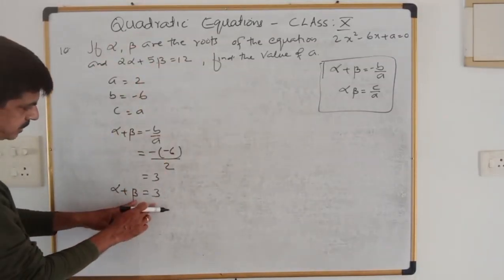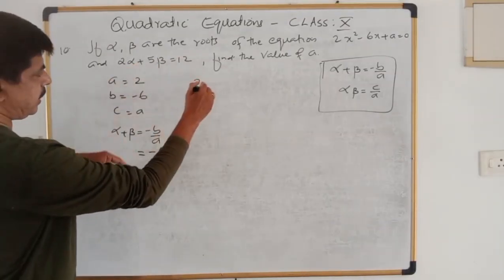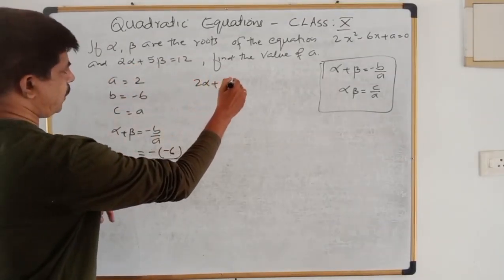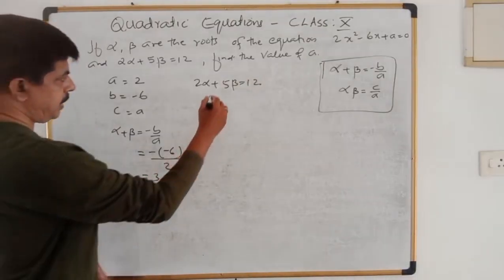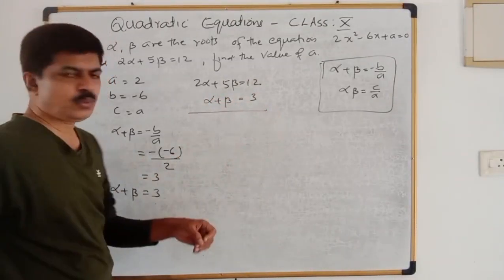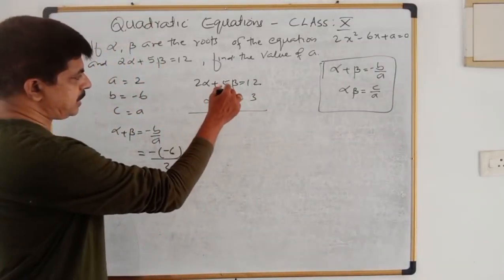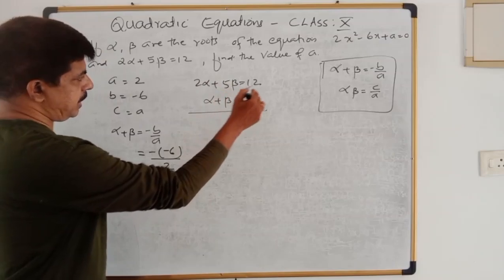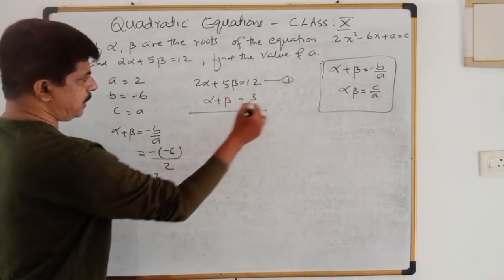Now we got one equation, alpha plus beta is equal to 3. The other equation given here is 2 alpha plus 5 beta is equal to 12. From these two equations we can solve for alpha and beta. Let us eliminate beta. So what will be done? This equation 1, alpha plus beta equals 3, I am multiplying by 5.